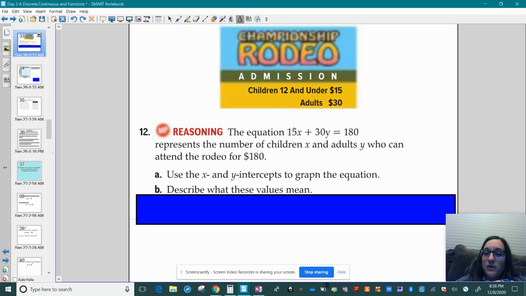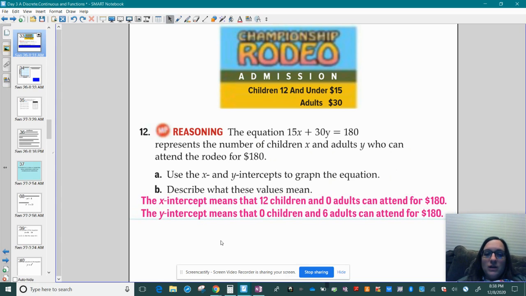We could plug in 0 for X and solve for Y to find our Y intercept. Plug in 0 for Y, solve for X. There's our X-intercept. What do they mean? Well, if we're asking what they mean, we're talking about it in real life. So the X-intercept, if we plug in 0 for Y and solve for X, that means we are not looking at any adults going, only children. So we'd have 12 children that can attend for $180 if we had no adult supervision.